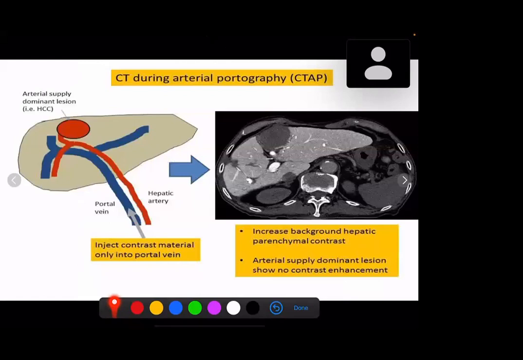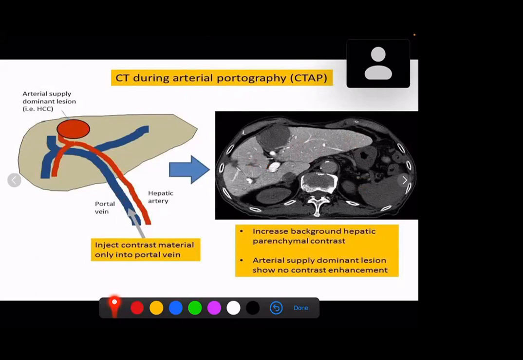The CT arterial portography. This imaging is usually done by selectively catheterizing the superior mesenteric artery, and we inject the contrast into the superior mesenteric artery, and we take the image during the venous phase. So the artery is injected, and we take the image in the portal venous phase. The majority of hepatic tumors are supplied by the hepatic artery, so it is used for evaluation of resectable liver tumors. As we know, the portal vein provides 75% of liver blood supply, and the hepatic artery provides 25% of the blood supply.